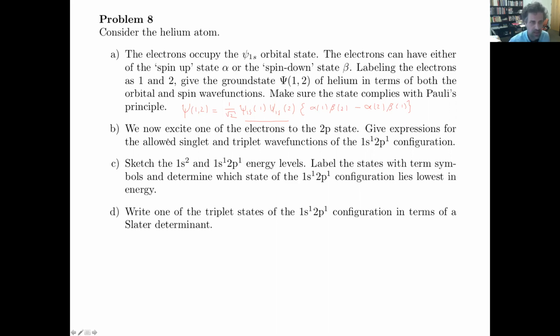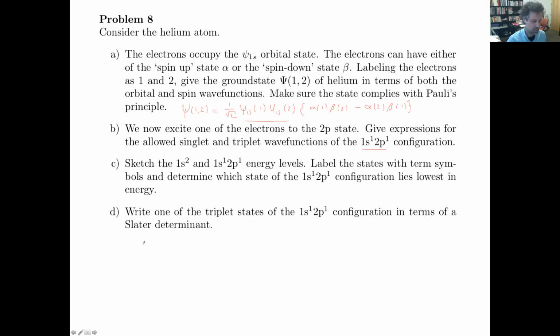Question B then. We're going to excite one of the electrons to the 2p state, and then we have this configuration. One electron remains in the 1s, the second one is in a 2p state, and I have to give expressions for the singlet and triplet wave functions that are allowed. So the question is, write down all the singlet and triplet wave functions that are allowed for this configuration.